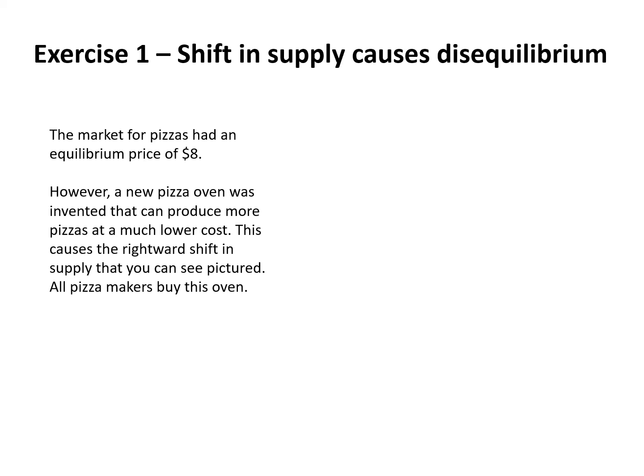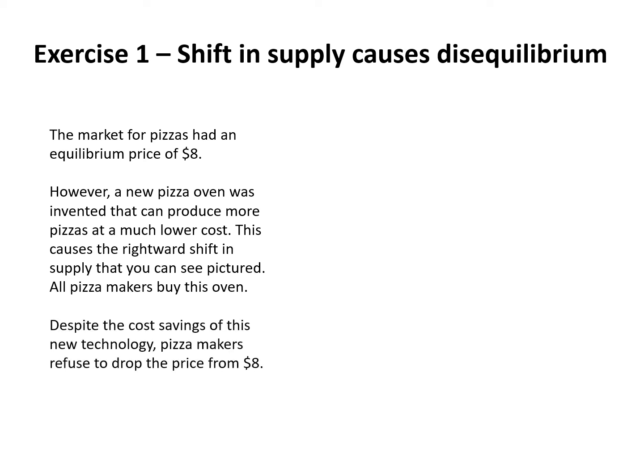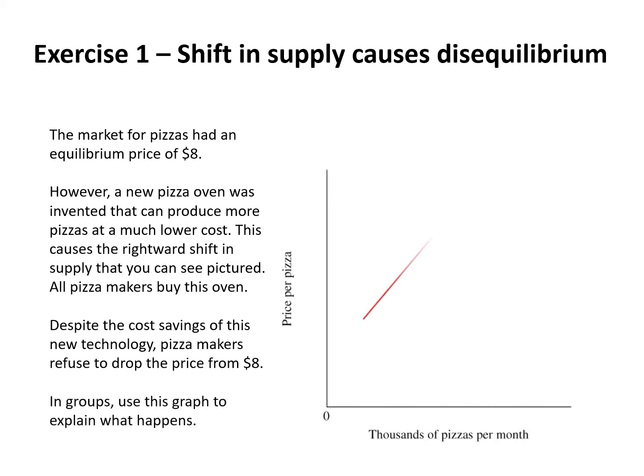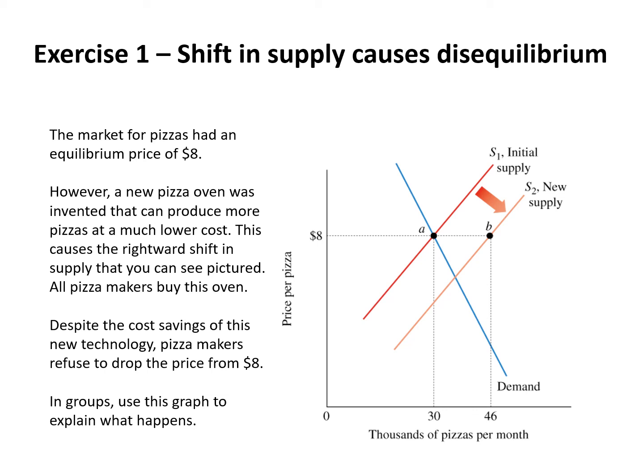You can see the picture: all the pizza makers buy this oven. Despite the cost saving of this new technology, pizza makers refuse to drop the price from 8. So over here, let us look. They came up with the new technology, and it moved the supply curve from S1 to S2. Because of the new oven, it shifts to the right. That means it will increase the supply. But they have refused to sell at $6. They want to sell at the same equilibrium price.